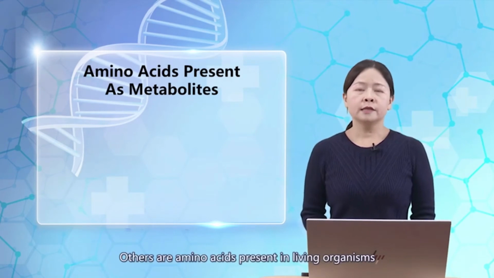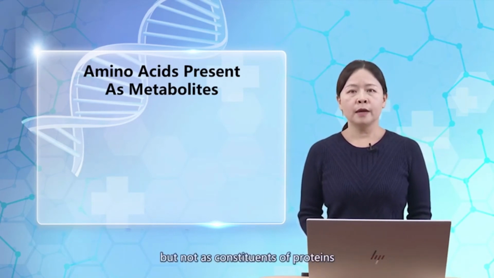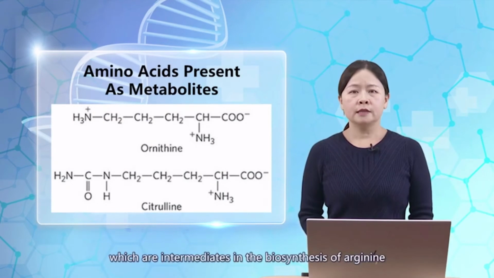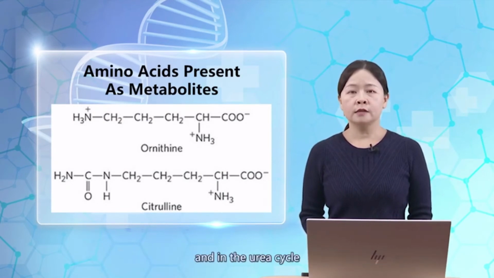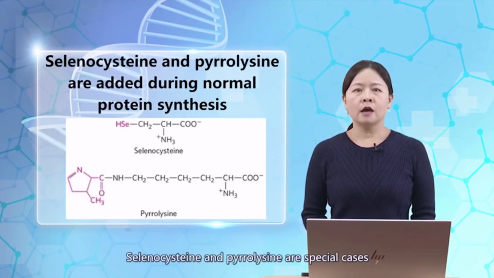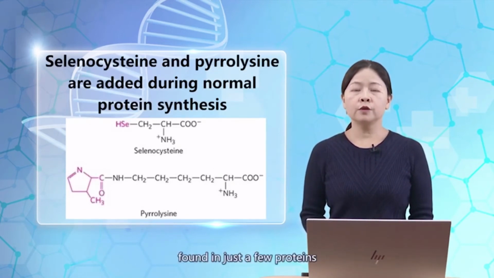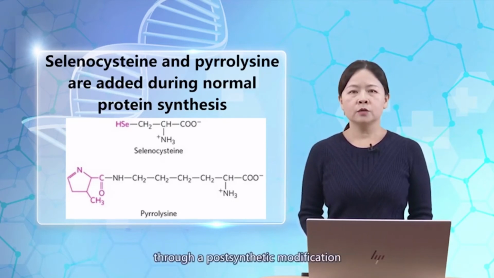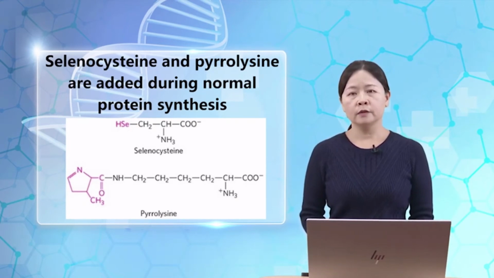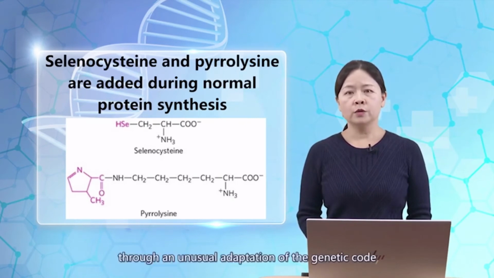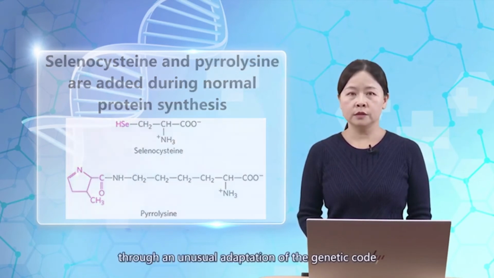Others are amino acids present in living organisms but not as constituents of proteins, such as ornithine and citrulline, which are intermediates in the biosynthesis of arginine and in the urea cycle. Selenocysteine and pyrrolysine are special cases found in just a few proteins. These rare amino acid residues are not created through a post-synthetic modification. Instead, they are introduced during protein synthesis through an unusual adaptation of the genetic code.